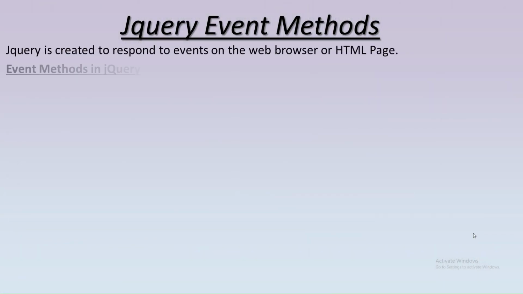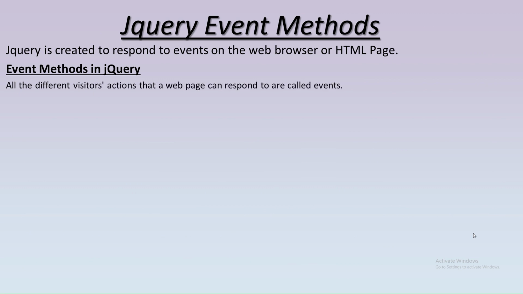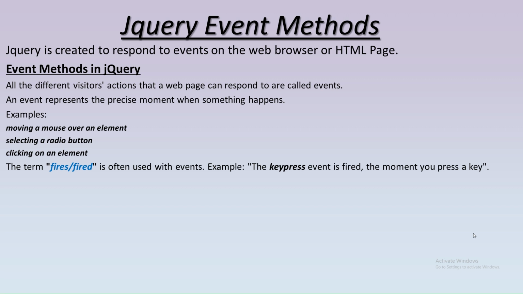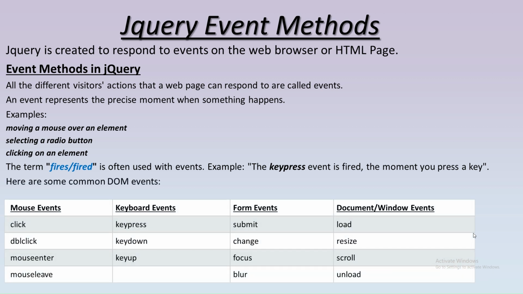jQuery event methods. jQuery was created to respond to events on the web browser or HTML page. All the different visitor actions that a web page can respond to are called events. An event represents the precise moment when something happens. For example, moving a mouse over an element, selecting a radio button, or clicking on an element. The term fires or fired is often used with events. For example, the key press event is fired the moment you press a key.